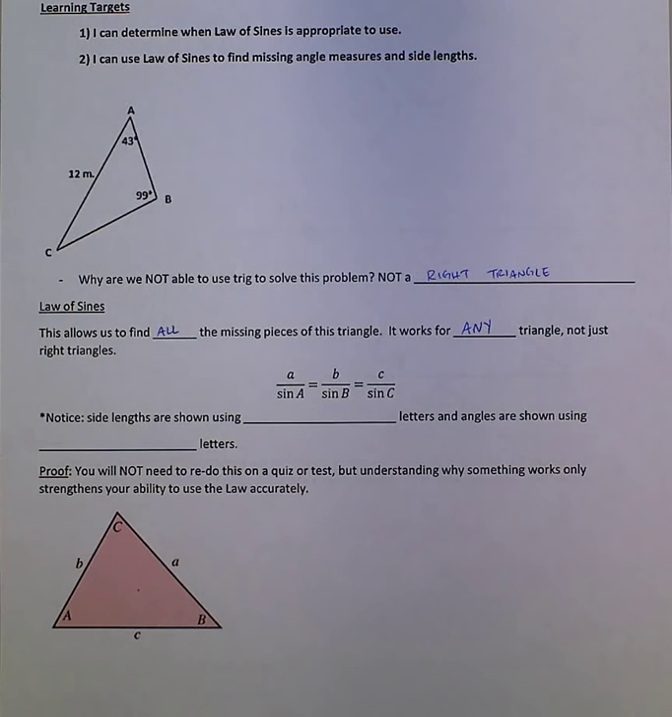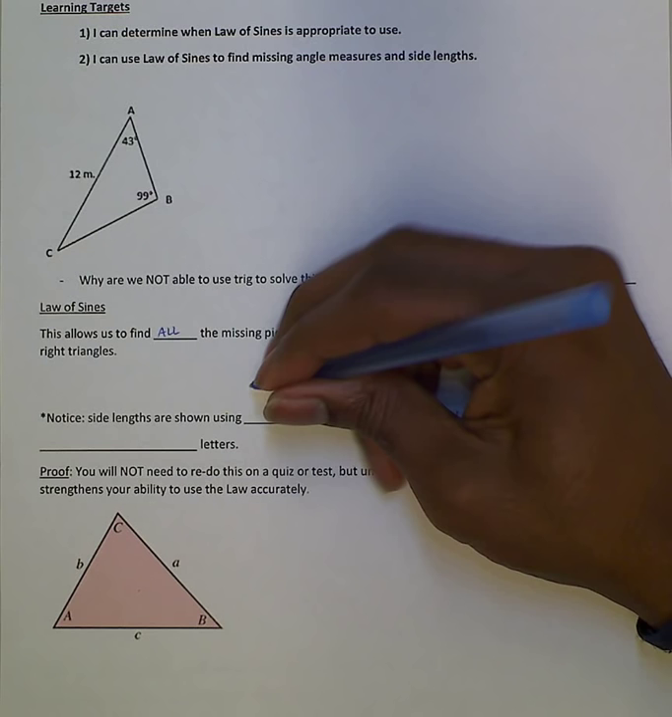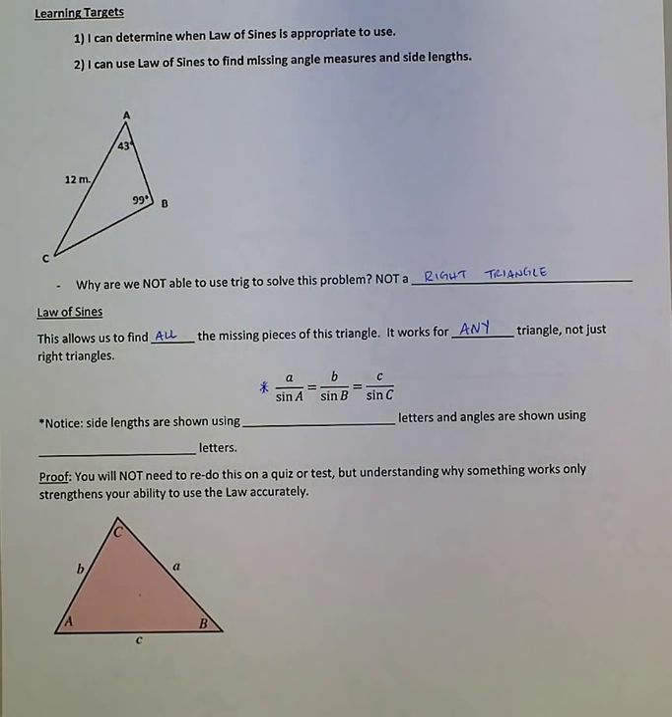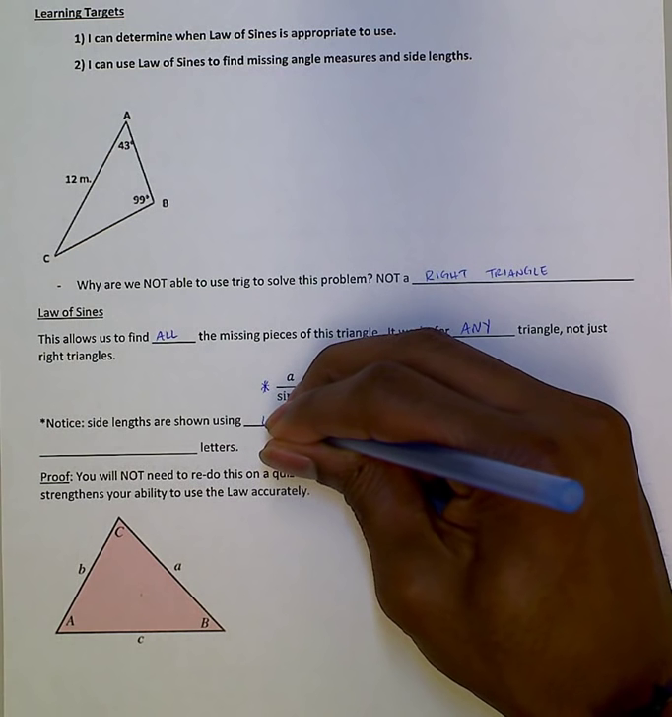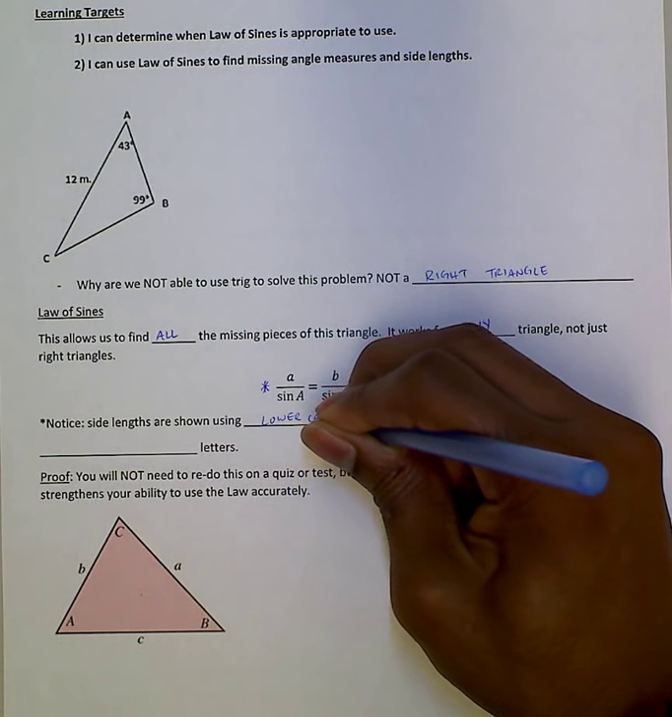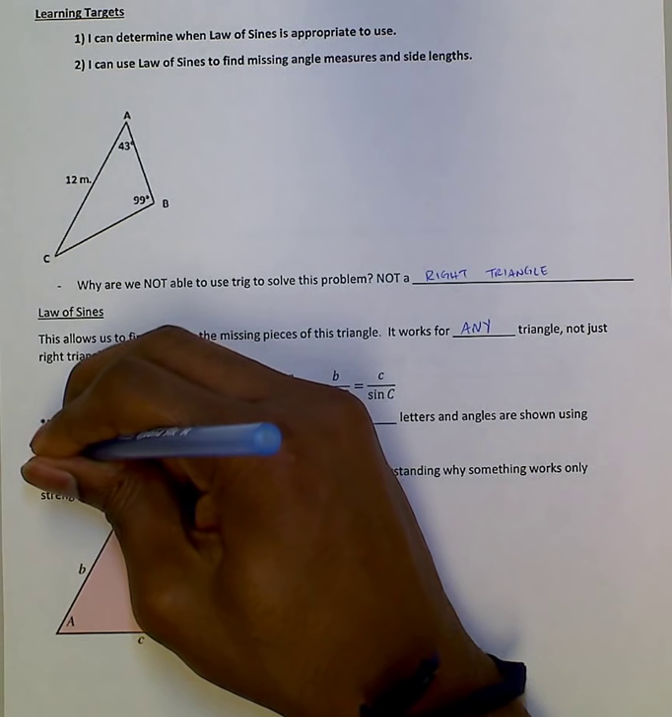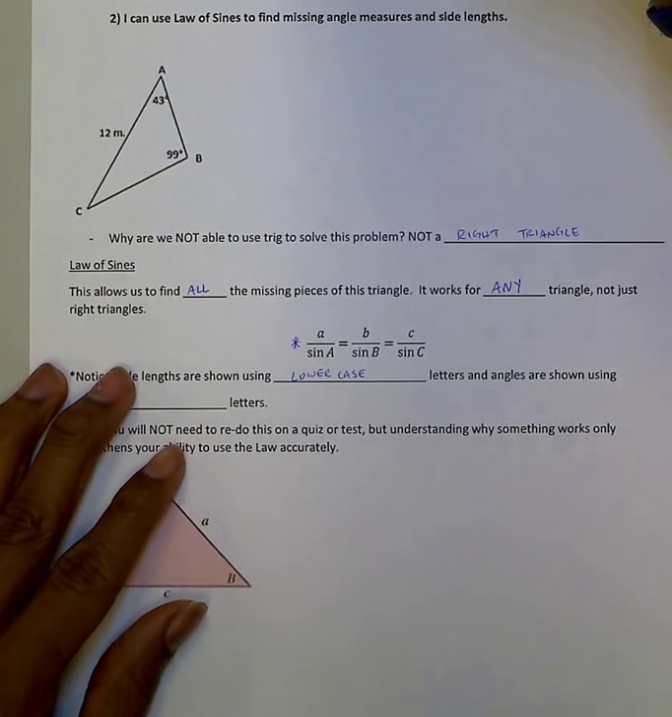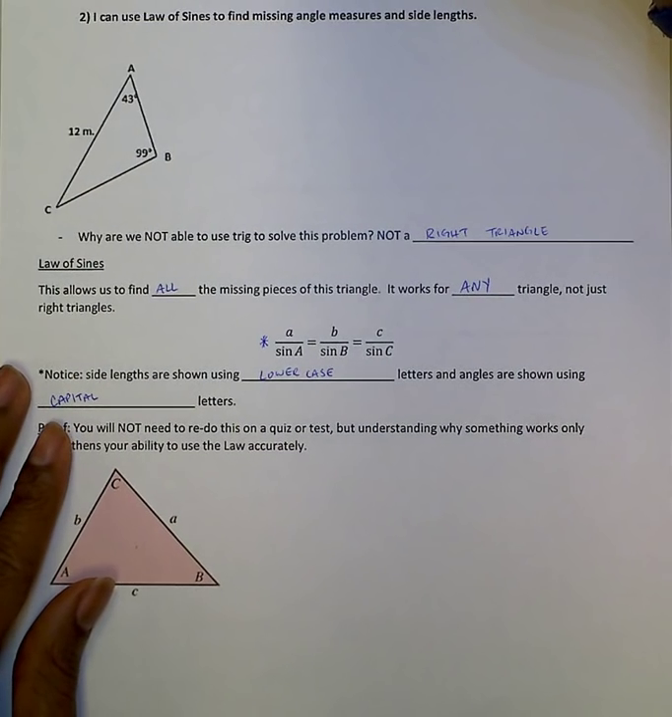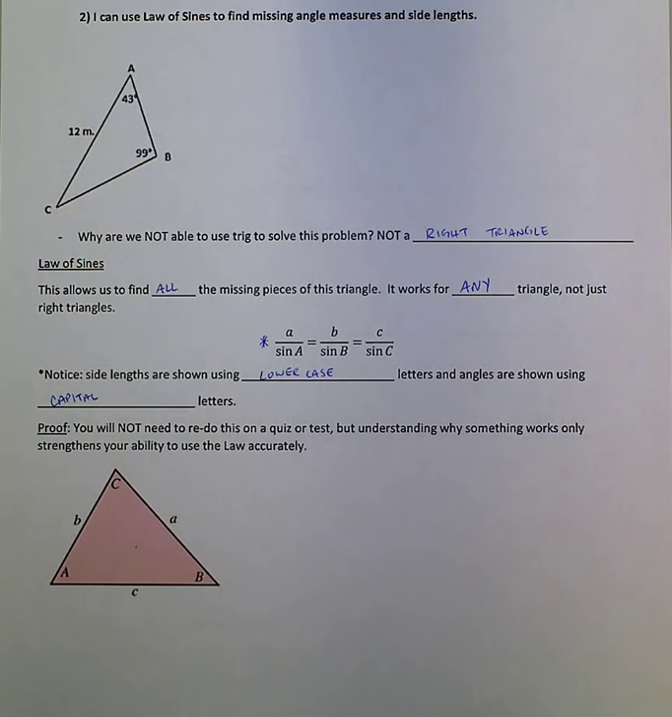Okay, so the law of sines is here. A over sine A equals B over sine B equals C over sine C. Notice that the side lengths are shown using lowercase letters, and the angles are using capital letters. Now, I'm going to show you a proof of why this works. You will not need to recreate this, but I just want you to understand that it works for a reason.